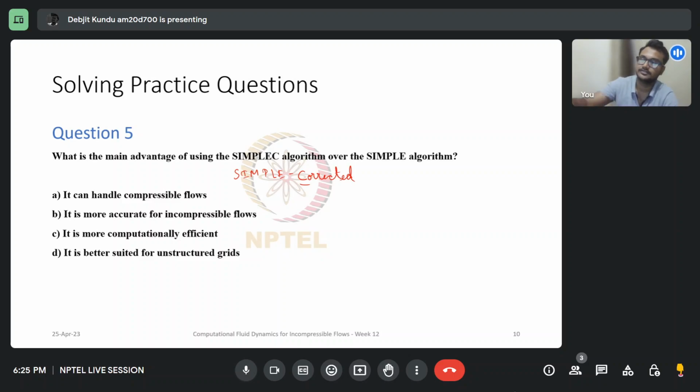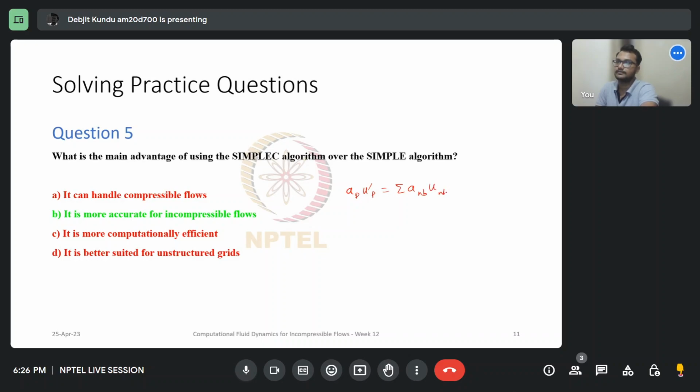So let's have a look at the solution. Solution is option B. It is more accurate for incompressible flows. So what happens in the simplex algorithm is this. As we saw earlier, we have this equation APUP equal to the summation of ANB UNB star plus B. Now in the simple algorithm, this term is dropped altogether. But in the simplex algorithm, the UNBs are taken as the same as the UP prime, and then we have the summation of A and B over here.